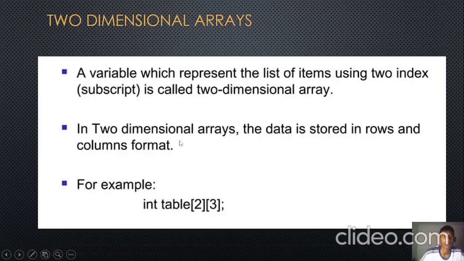Now we'll talk about two-dimensional arrays. A variable which represents a list of items using two indexes is called a two-dimensional array. In a two-dimensional array, the data is stored in rows and columns format. For example, int table[2][3], which can also be stored as a matrix. This is the column, this is the row.